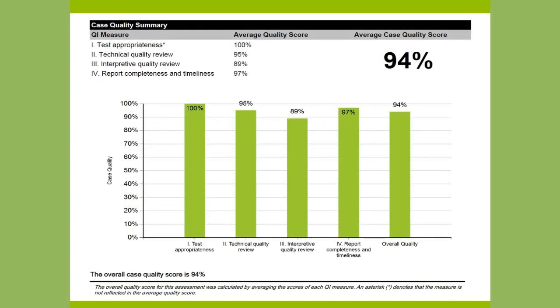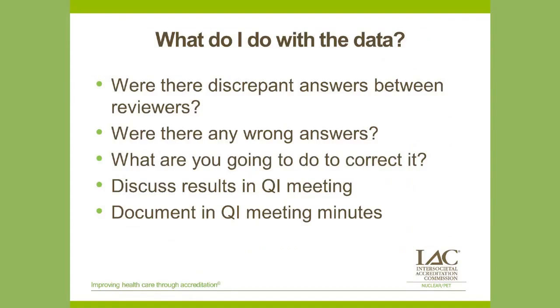Now, since the report includes each case that you had separately, you're going to have to summarize the findings. When you summarize the findings, you need to ask yourself, what do I do with this data? Were there discrepant answers between reviewers, or were there any wrong answers? What are you going to do to correct it? And then you're going to discuss those results in your QI meeting and document it in the QI meeting minutes.